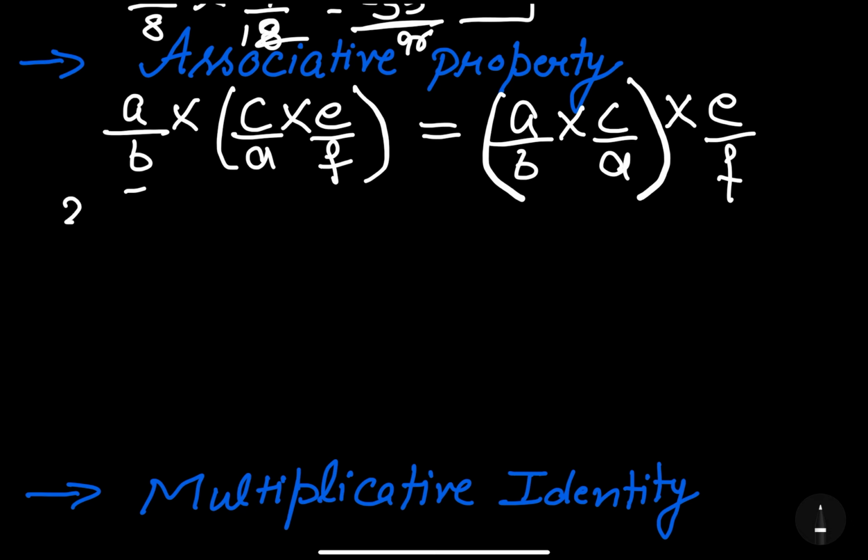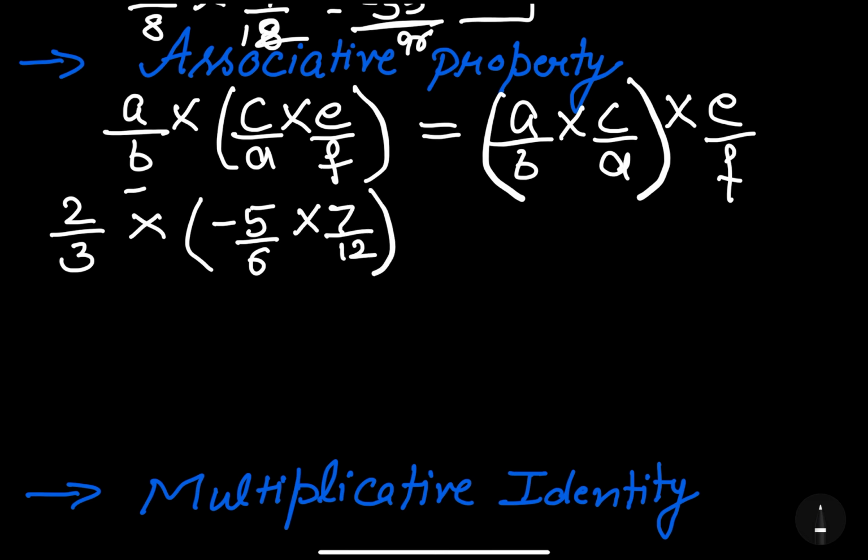Suppose we have 2 by 3. Another number we have here is minus 5 by 6. Then into what we have, 7 by 12. Now we will first solve one side. Whenever we have a bracket, first we will solve the bracket. So 2 by 3 I write as it is. Then minus 5 by 6 into 7 by 12. Now just check, what is minus 5 into 7? That is minus 35. I think it is clear to you. 6 into 12 is what we have, 72.